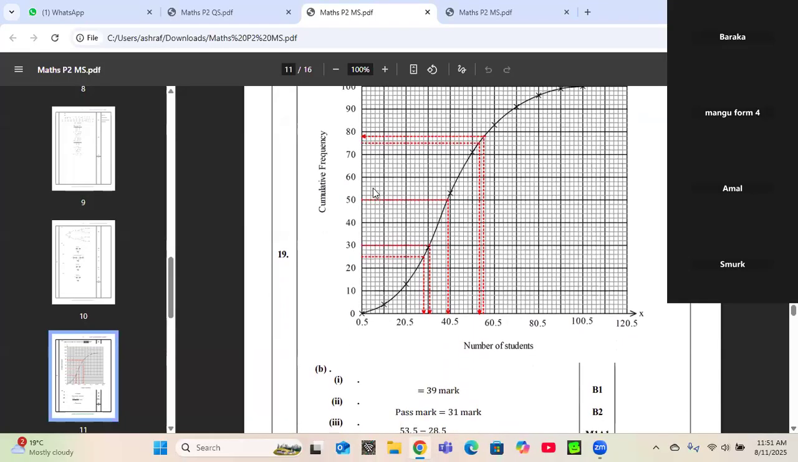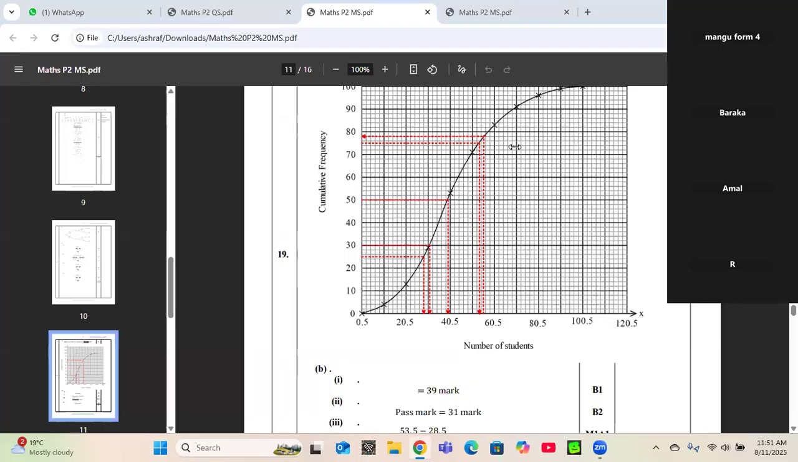I believe you can be able to get the value. So just from 50, you read the corresponding value of x on the x-axis. So here it's 39. Are we together?